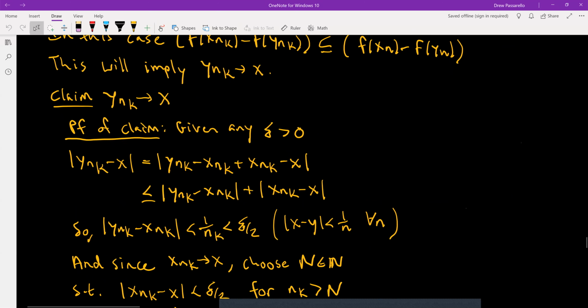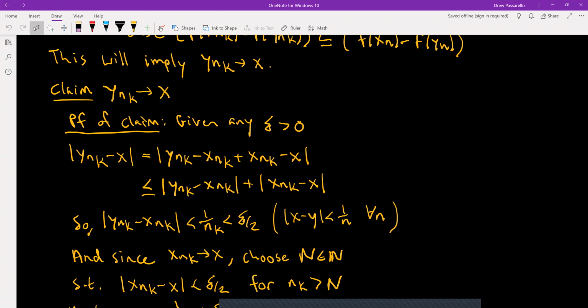given any delta, the absolute value of y_{n_k} minus x is equal to the absolute value of y_{n_k} minus x_{n_k} plus x_{n_k} minus x. So we're adding 0 in the form of minus x_{n_k} and plus x_{n_k}. So by the triangle inequality, that's less than or equal to the absolute value of y_{n_k} minus x_{n_k} plus the absolute value of x_{n_k} minus x.